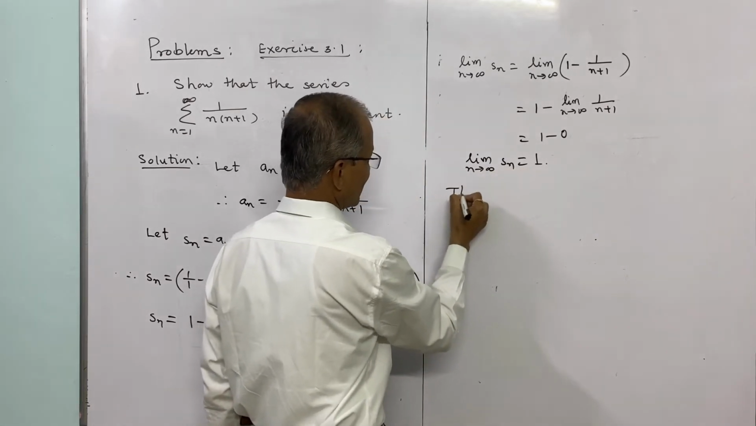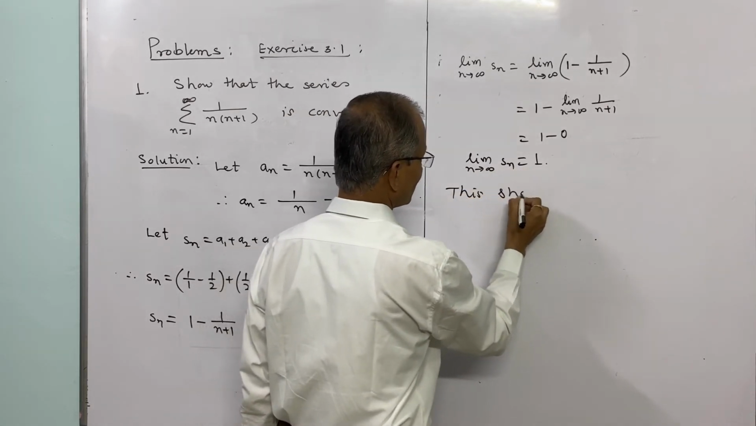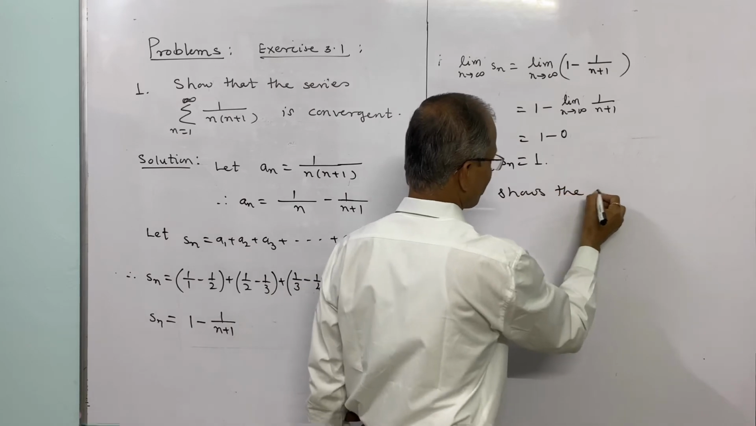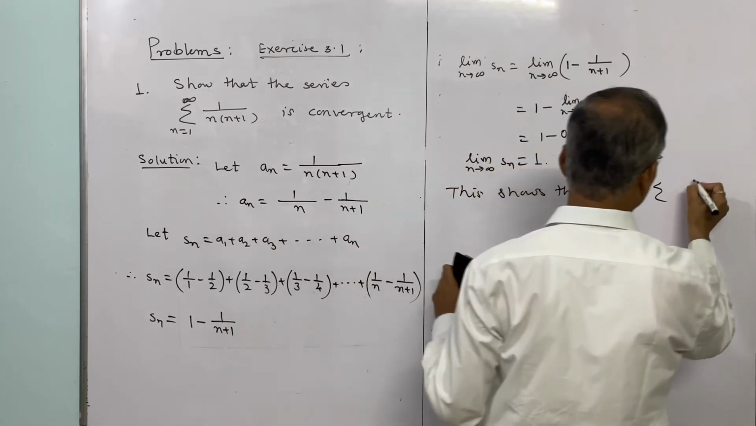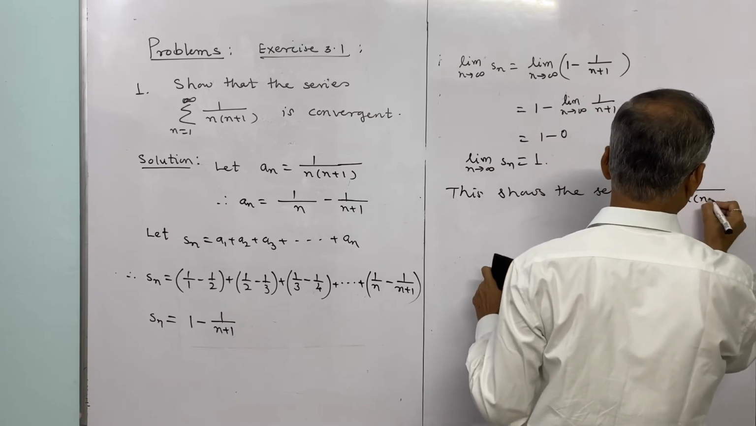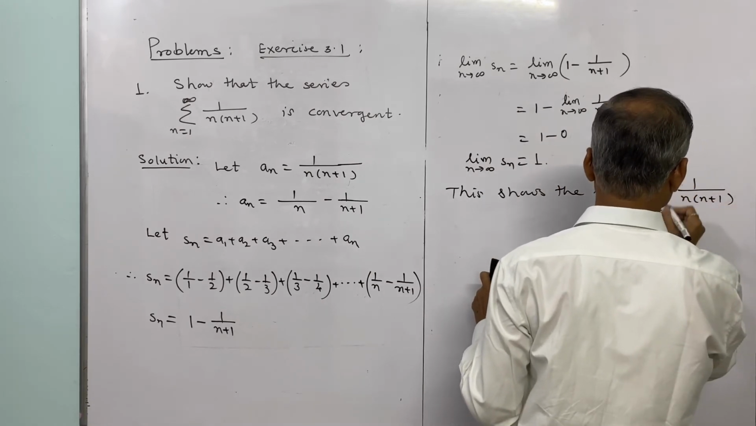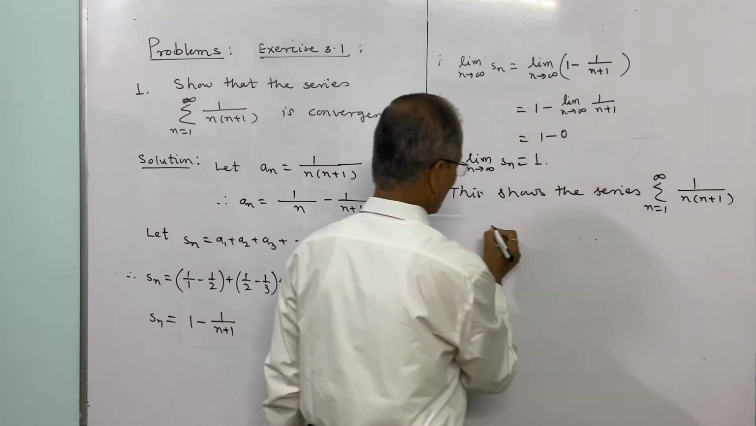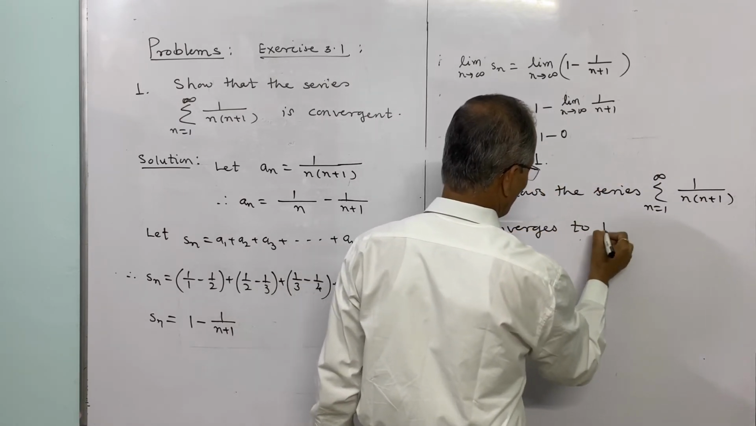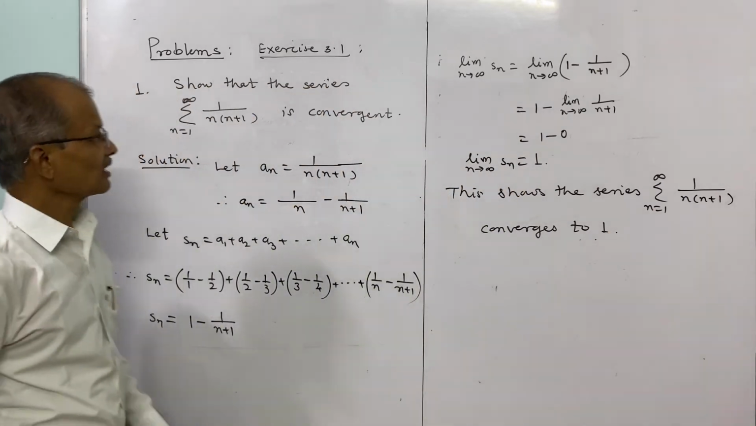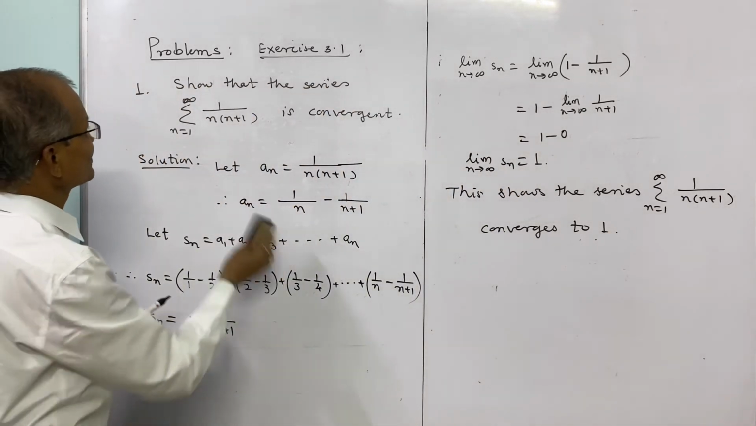So this shows that the series, what is the original series? It is 1 upon n into n plus 1, and it converges to 1. Or it is a convergent series, and this completes the solution.